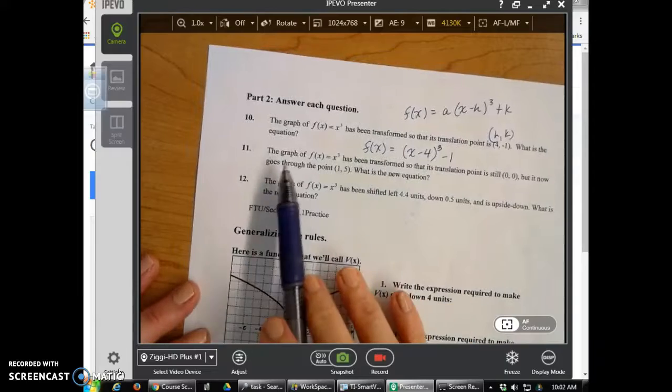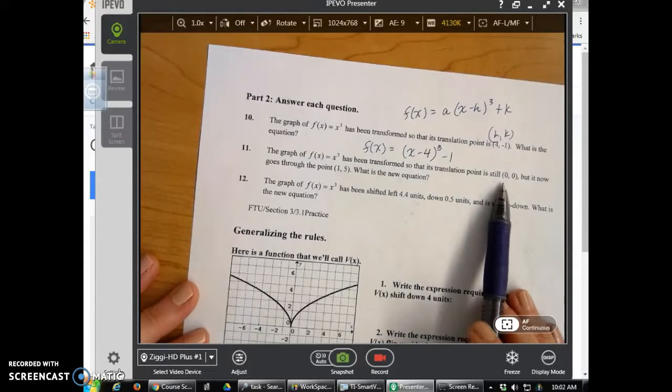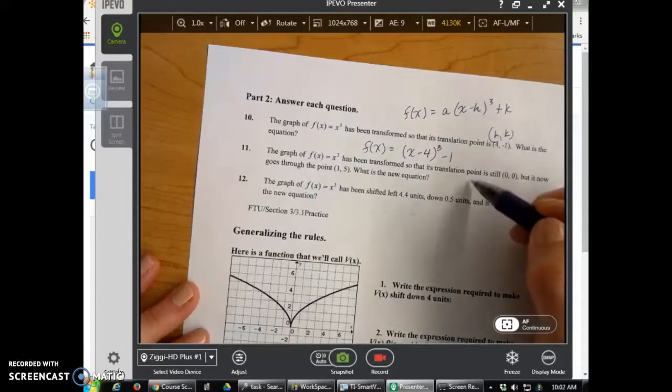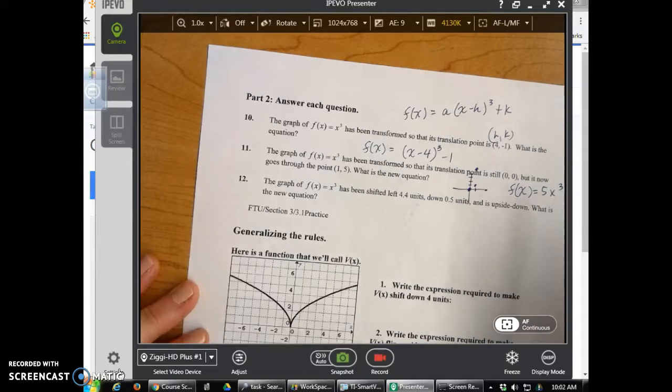Now, number 11, the translation, or f of x has been transformed, so the translation point is still 0, 0, but it now goes through the point 1, 5. So a quick little sketch of this is helpful. So normally I would be right there, but instead I'm way up here at 1, 5. That means when I went 1 to the right, I went 5 up. So it's stretched by a factor of 5. So this is just going to be f of x is equal to 5x cubed, just like that.